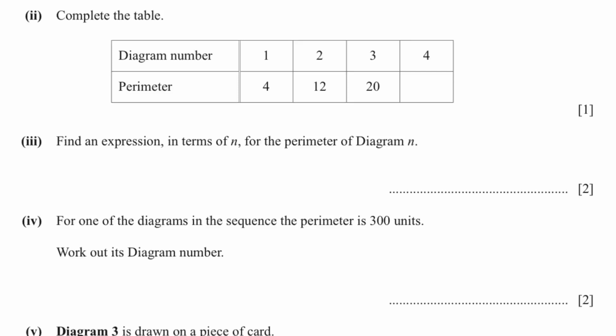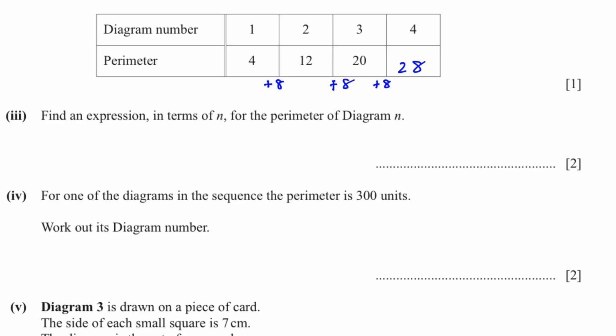Question number 2, we have to complete the table. You can see that 4 plus 8 is 12. 12 plus 8, 20. So the next one will be 20 plus 8, 28.